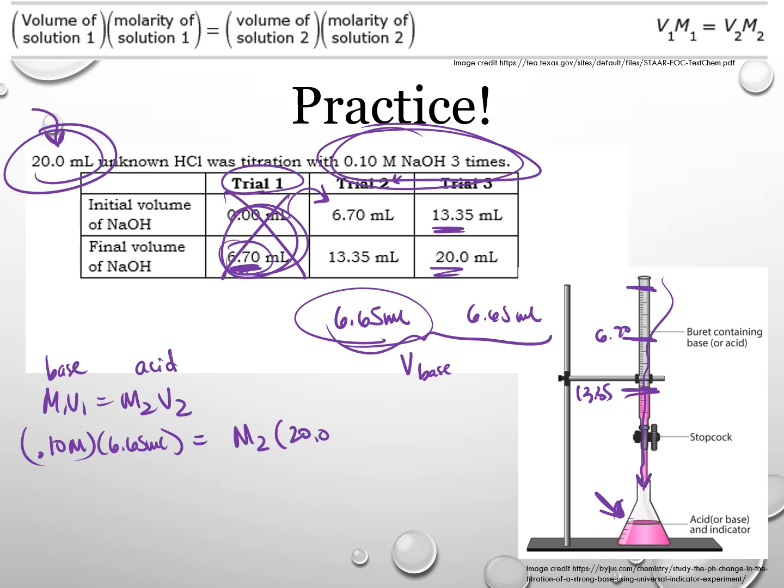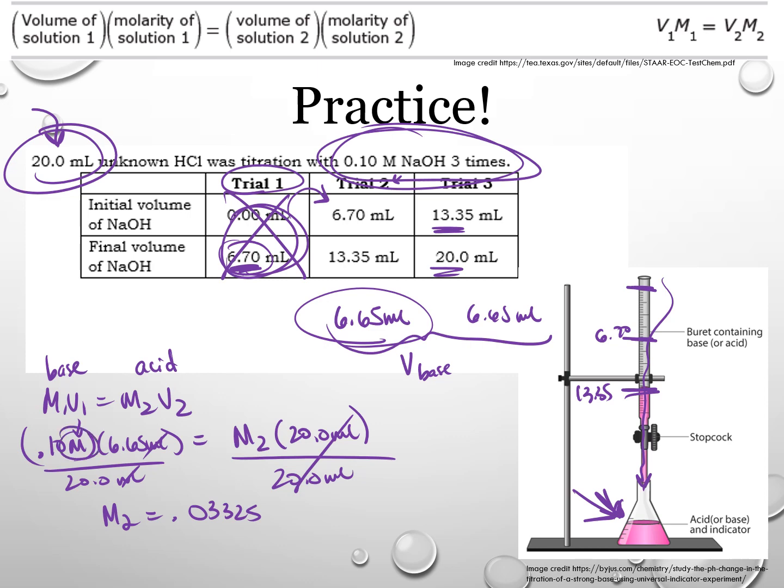So we had 20 milliliters of hydrochloric acid in our flask. Solve for M2 by dividing both sides by 20 milliliters. Milliliters cancels out top and bottom. We're left just with molar for our unit label. To calculate, we're going to do 0.1 times 6.65 divided by 20 gives us an M2 equal to 0.03325, and my unit label is going to be molar. We're going to check some sig figs. It looks like I get to keep 2, and so my final answer will be 0.033 molar.